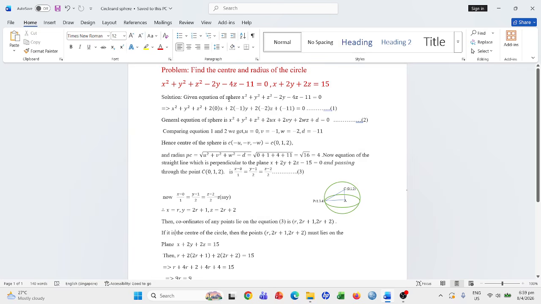Solution. Given equation of the sphere, equal to 0. Here we reduce this equation to the standard form of the sphere: x square plus y square plus z square plus 2ux plus 2vy plus 2wz plus d equal to 0. This is the standard or general equation of the sphere.